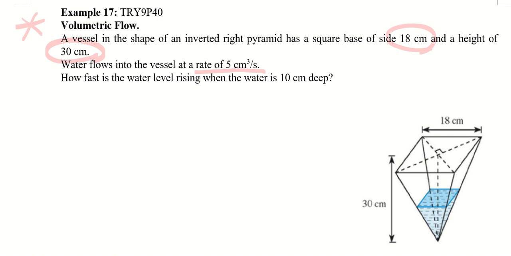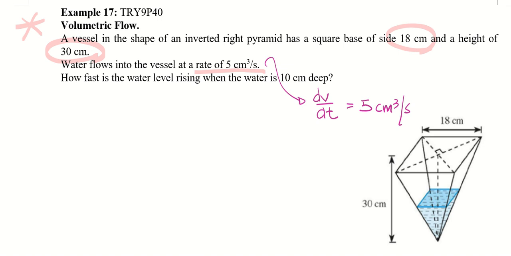Now, what does that translate into? It translates into dV over dt. It's going to be 5 cm cube per second. How fast is the water level rising when the water is 10 cm deep?